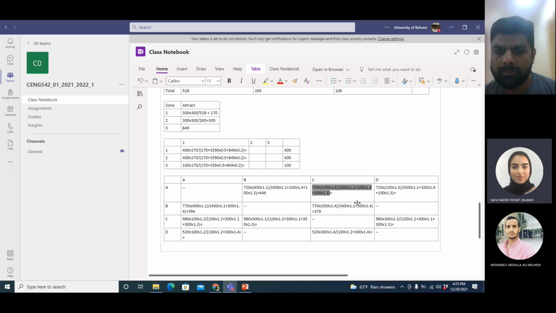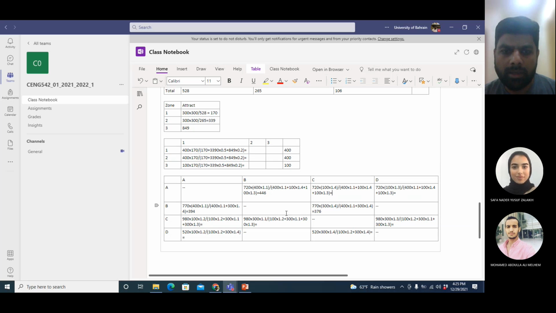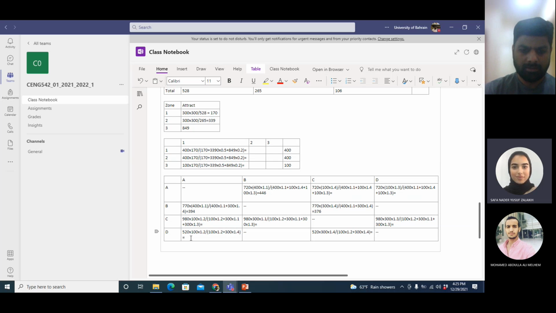DA is 140. Which one? DA. What do you mean? First column, last row. Last row. How much? 140.